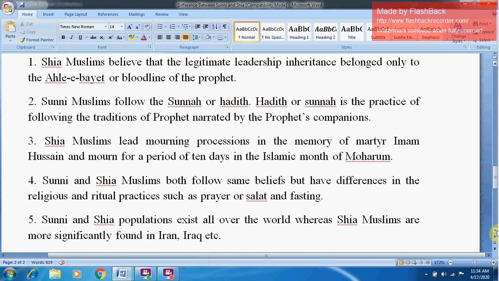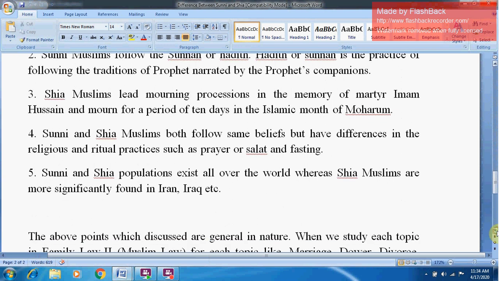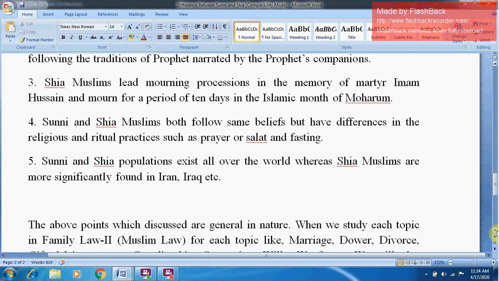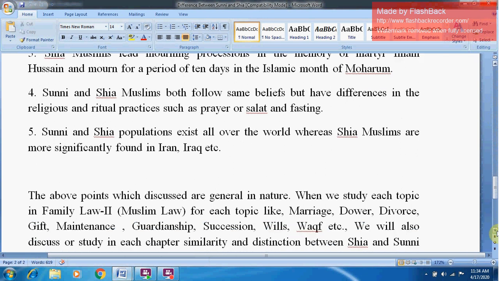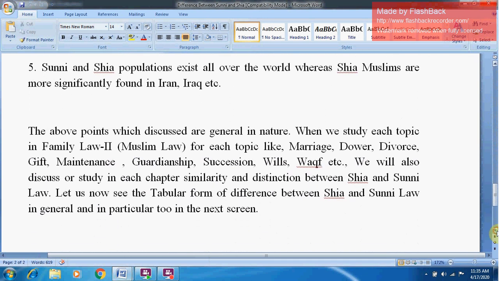The fourth point, Sunni and Shia Muslims both follow the same belief but have differences in religious and ritual practices such as prayers or salat and fasting. The fifth, Sunni and Shia populations exist all over the world, whereas Shia Muslims are more significantly found in Iran and Iraq. These are the summary of the differences. The points discussed above are general in nature.